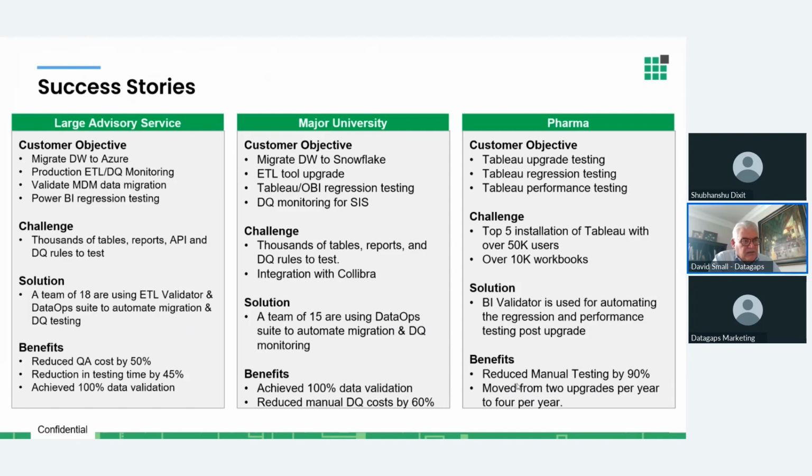So they brought BI Validator in. They had 3 or 4 testers that were doing the manual testing. By bringing in BI Validator, the number of tests went up to testing thousands of reports, and the number of testers went down to 1 tester using BI Validator to do all that testing of all the reports.